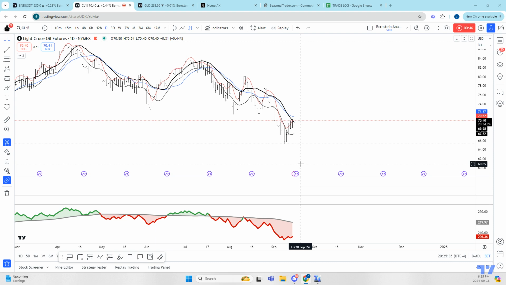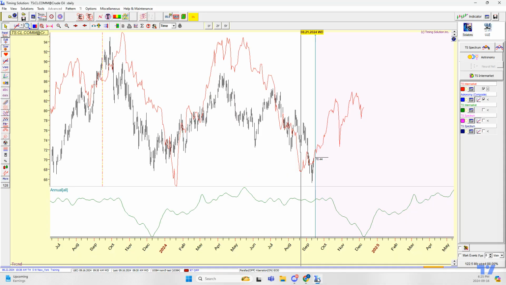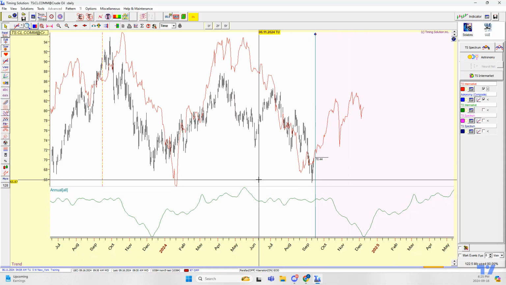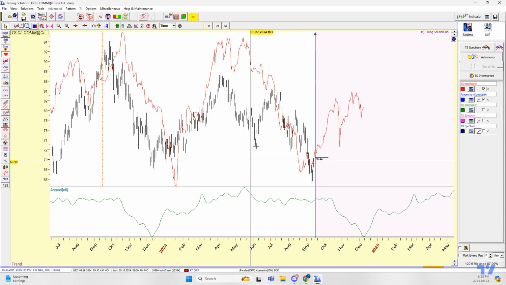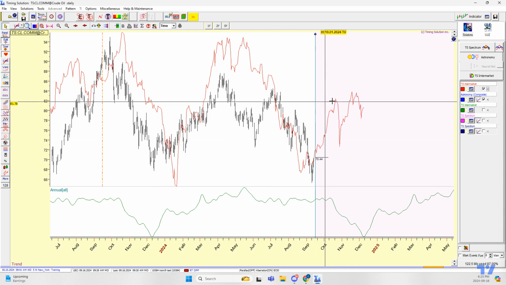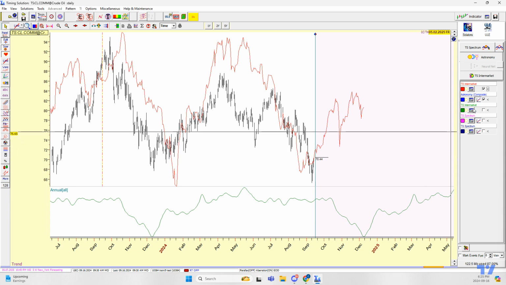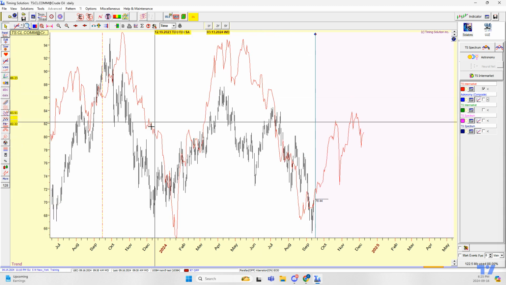So let's look at cycles. I'm going to open up Timing Solution, and this is a piece of software that is really, really cool. So here I've got a chart of crude oil. First thing we're going to look at is this red line.